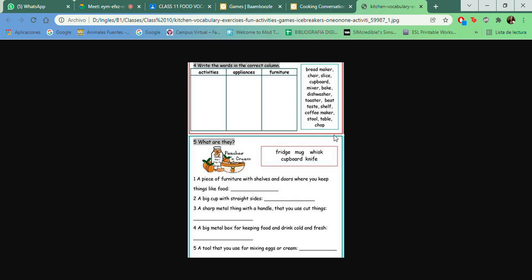So you use this to cut things, a sharp metal thing. It's called a knife. Number 3 is knife. Yes. Number 4, fridge. And number 5 is whisk. Whisk. Very good. Excellent. Perfect.